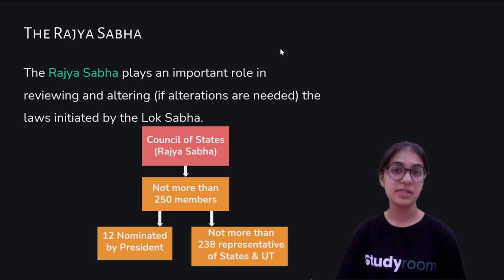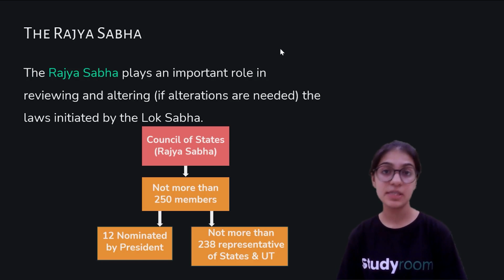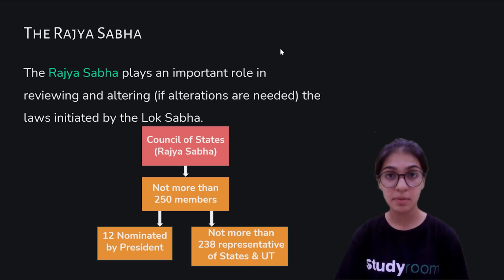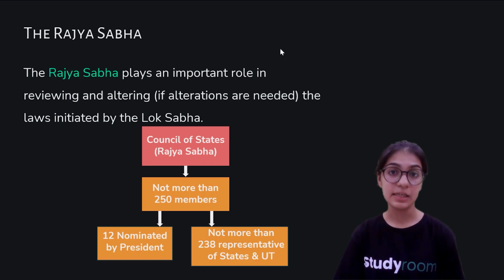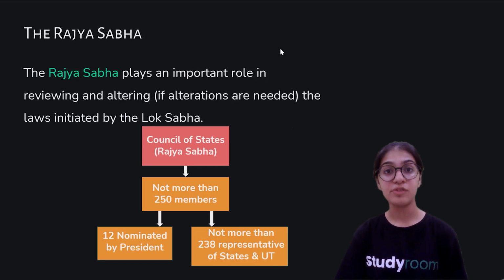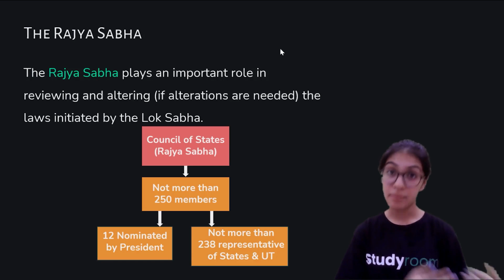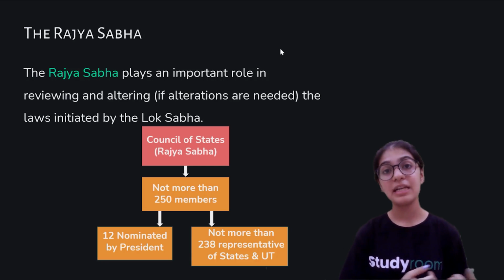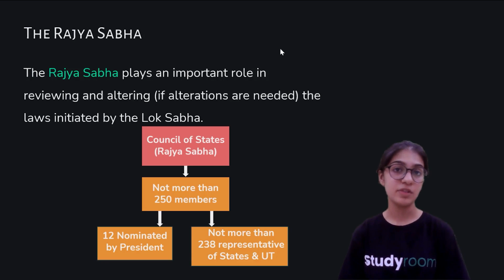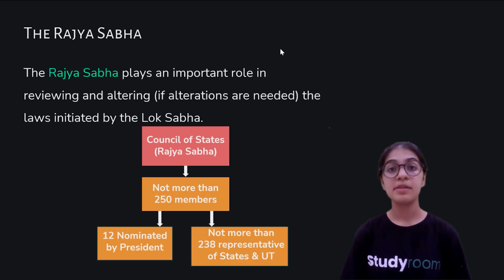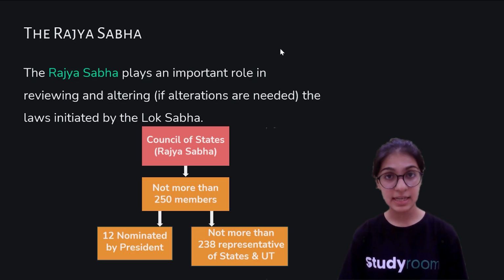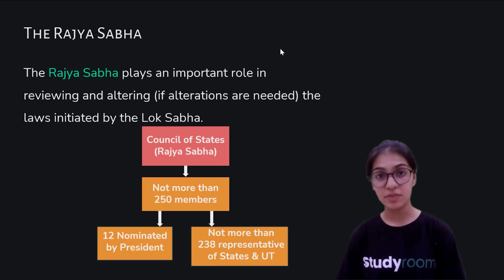Rajya Sabha represents the governance of the state, and the members of the Rajya Sabha are not directly elected by the people, but they are elected by the members of the legislative assembly. MLAs basically elect the members of the Rajya Sabha, and Rajya Sabha is also called the Council of the State, since it represents the governance of the state.